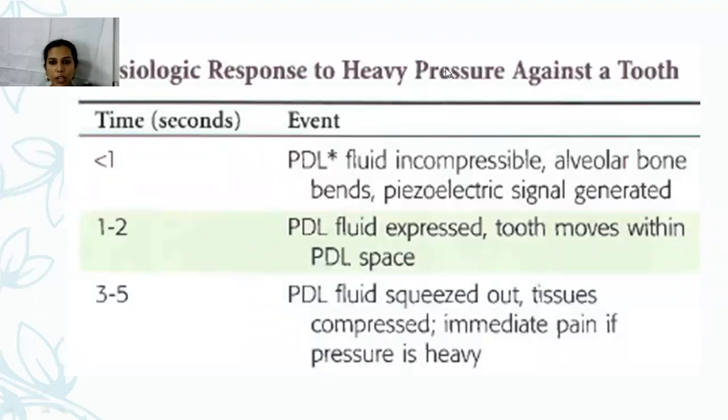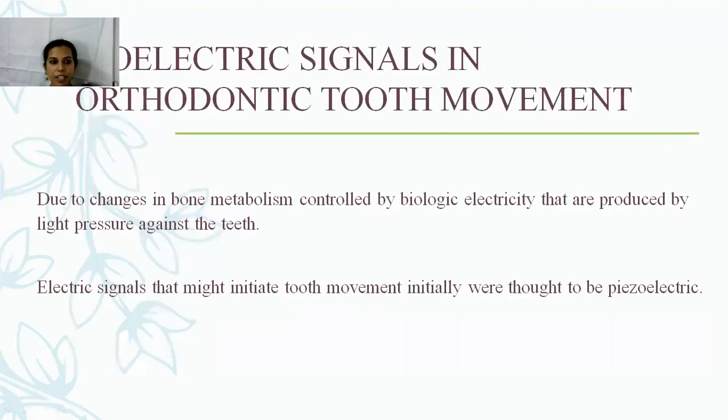What happens when you apply heavy pressure? If it is more than 1 second, the periodontal fluid will be squeezed out, the alveolar bone bends, and a piezoelectric signal will be generated. If it is between 1 to 2 seconds, the periodontal fluid will be expressed, plus there will be tooth movement within the periodontal space. If the pressure is applied for 3 to 5 seconds, the periodontal fluid will be squeezed out and the tissues will be compressed, and you will have immediate pain if the pressure is very heavy.